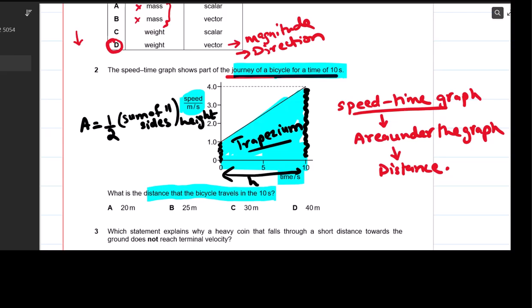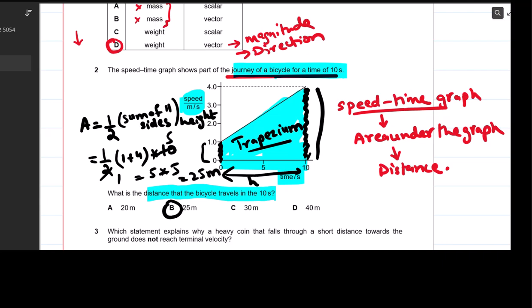तो बेटे ये दो साइड्स आपके पास क्या है? पैरेलल टू ईच अदर और ये जो टाइम वाला एक्सेस है ये क्या है? हाइट की फॉर्म में है. So 1 over 2, this is 1 and this is going to be 4. So 1 plus 4, height is time, that is 10. So 2 with 10, 2 with 5. So 5 multiplied by 5, it comes out 25 meter. So B is the right option here.